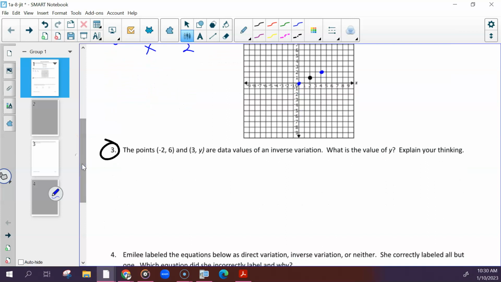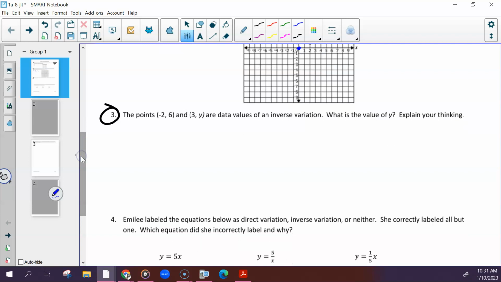Number 3, they give us ordered pairs with a value missing, and they tell us we're doing inverse. So inverse, to find our k value, we are multiplying -2 and 6. After we find our k value, then we can put that into our equation. Y equals k over x, where k is now -12.